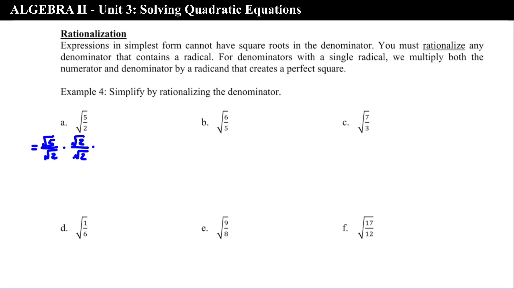And when we do that, we end up with the square root of 5 times the square root of 2 over the square root of 2 times the square root of 2. Well, the top ends up being the square root of 5 times 2. The bottom ends up being the square root of 2 times 2. And so in the top we get the square root of 10. In the bottom we get the square root of 4. And so we end up with the square root of 10 over 2.